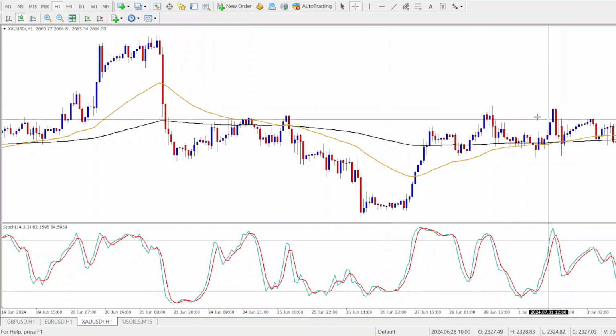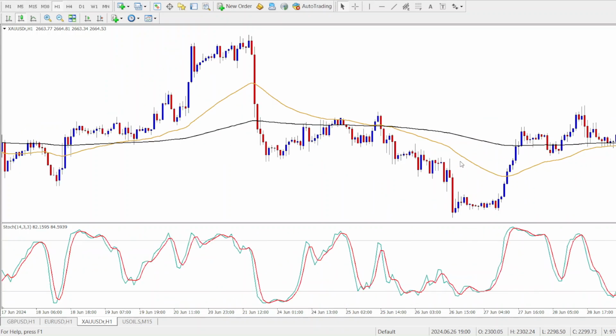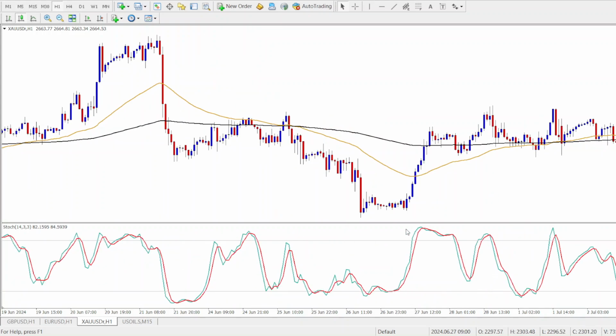As for the stochastic oscillator, we already know how it works. We've discussed it in previous videos. It uses the overbought and oversold technique. It shows you when an asset is overbought and when an asset is oversold, and then it uses crossover signals. When the main line crosses below the signal line from the overbought region, it shows you a sell. When the main line crosses above the signal line from the oversold region, it shows you a buy.